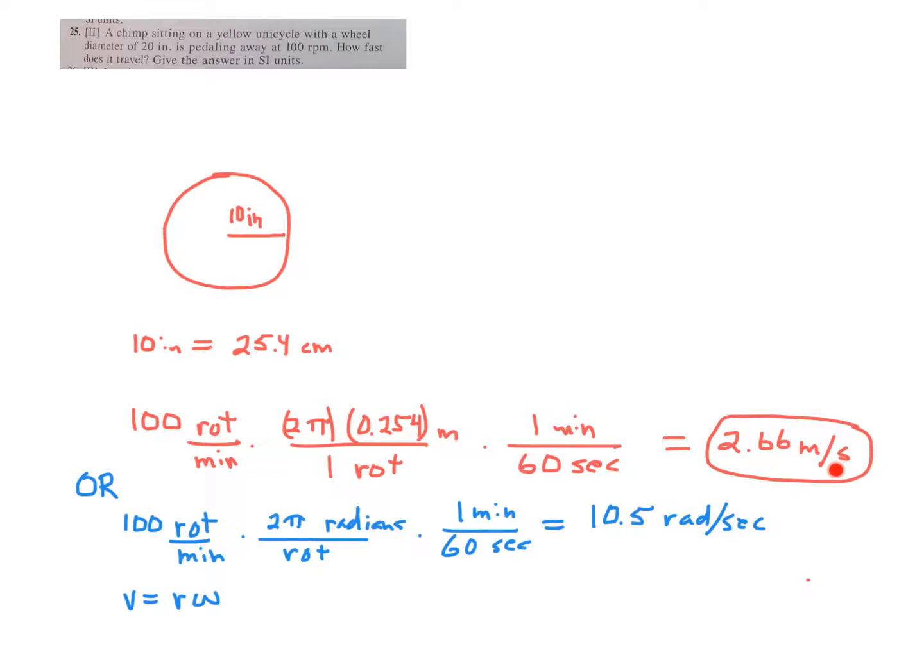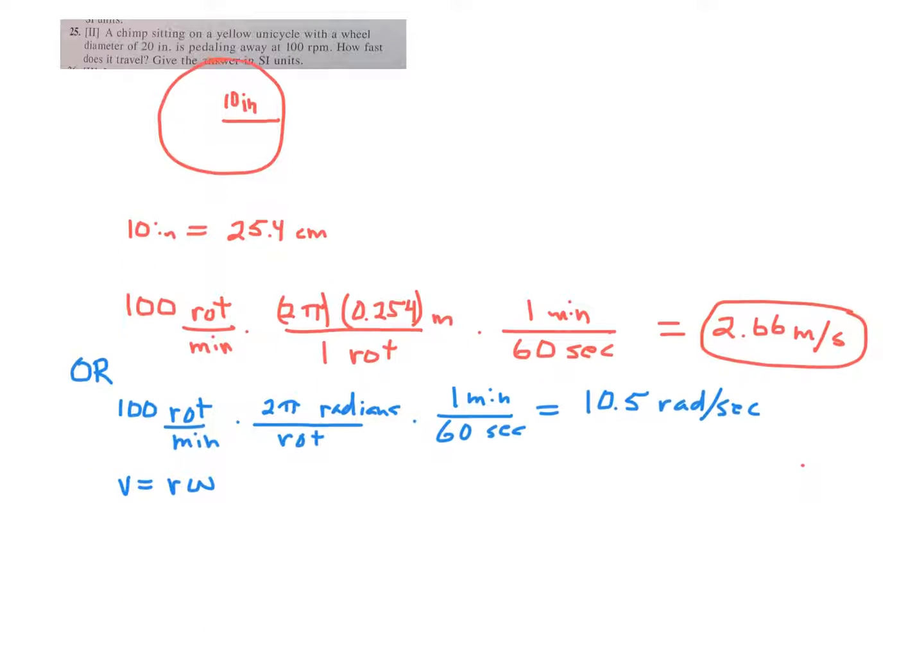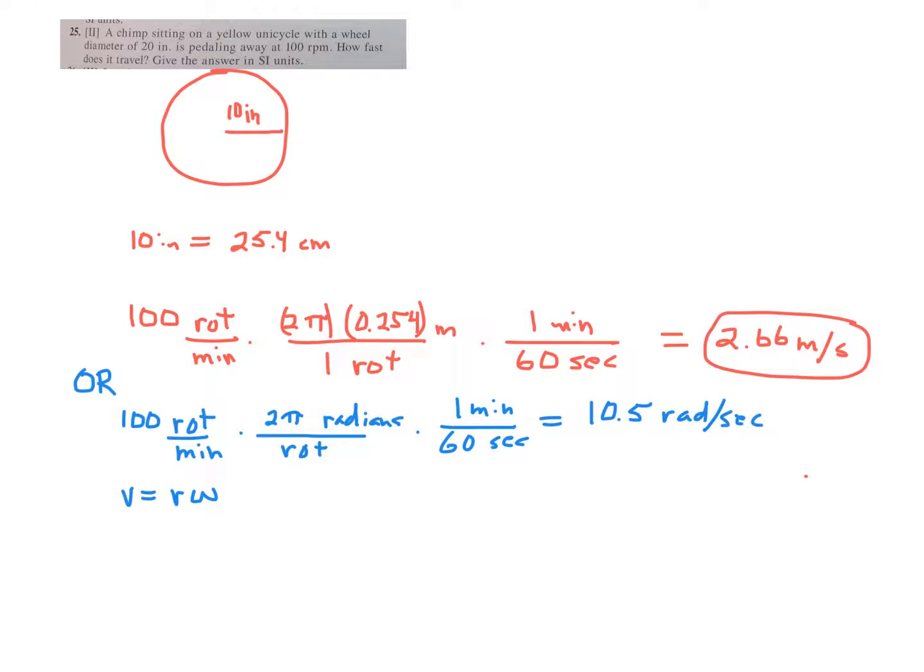You get 2.66 meters per second. That's one way to do it. That's the way I would probably do it. Or down here at the bottom, what you can do is, as you see here, just convert to radians per second first. Sometimes you have to do that.